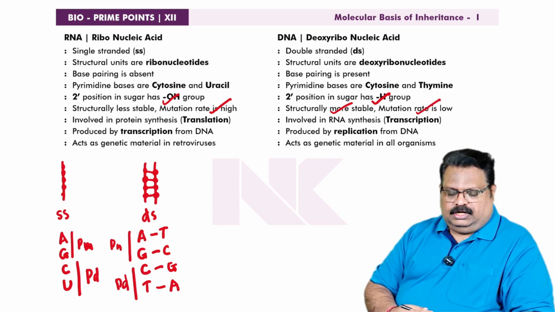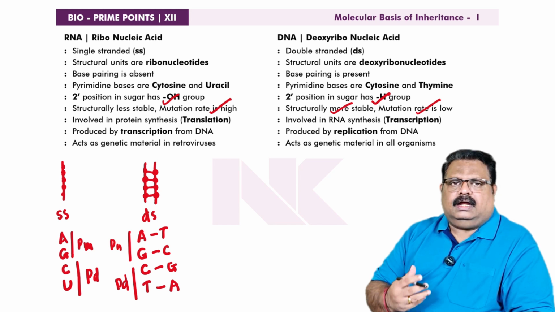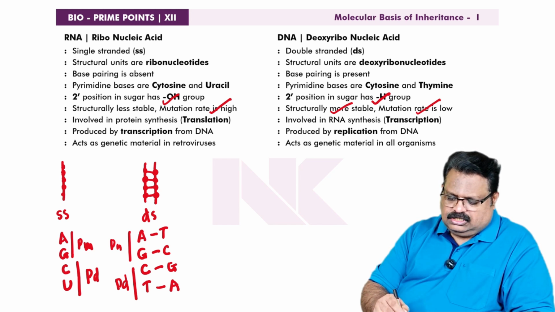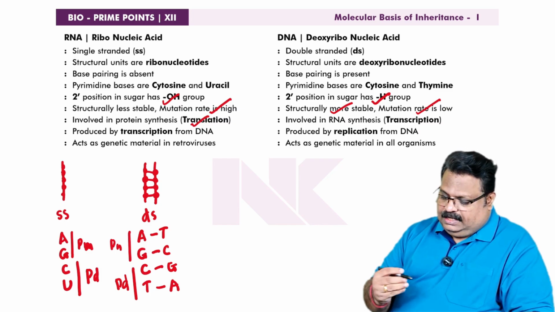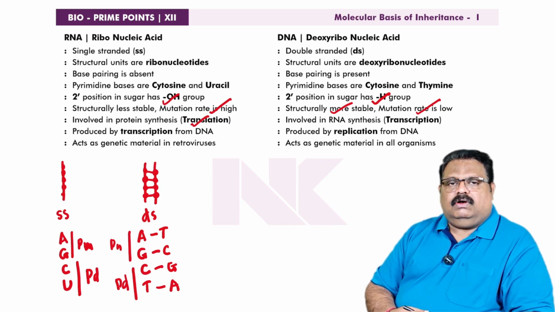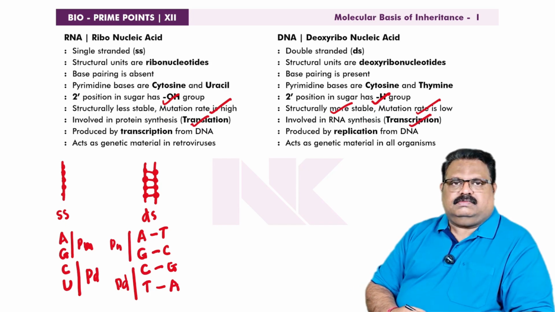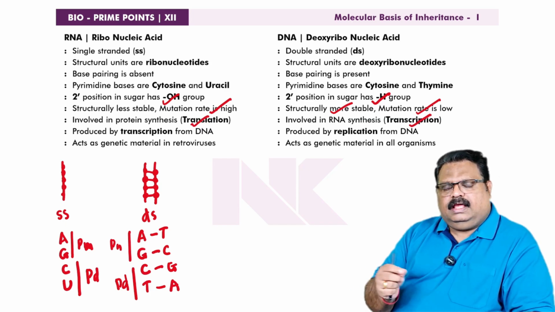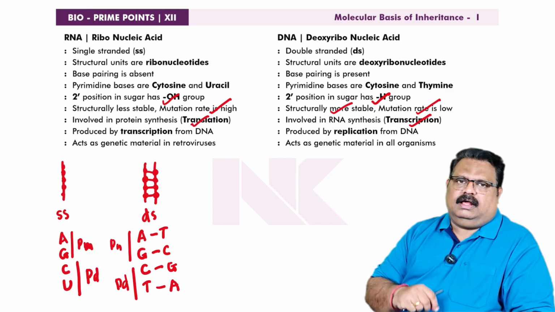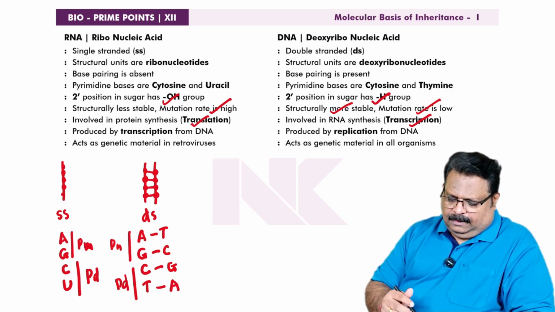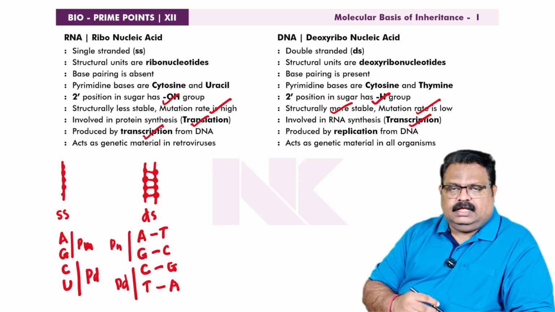Then regarding the function, the RNA contains the code for the synthesis of protein by a process called translation. And the DNA is involved in the production of RNA by another process. That process is called transcription. So from DNA, RNA can be produced by transcription. From RNA, protein can be produced by translation. Then, how is the RNA produced? RNA is produced by transcription from the DNA.